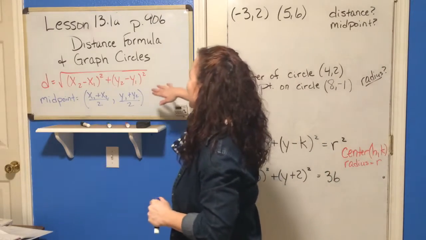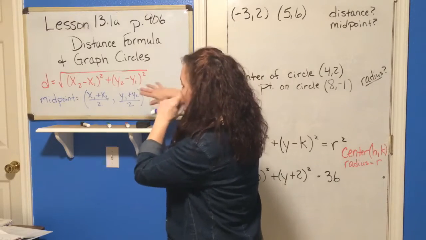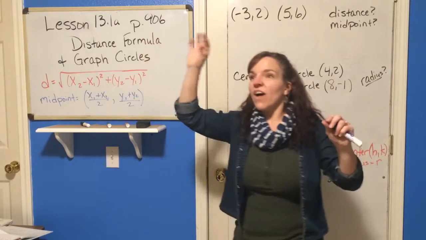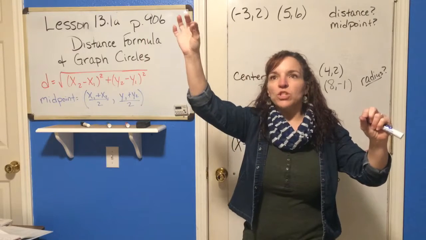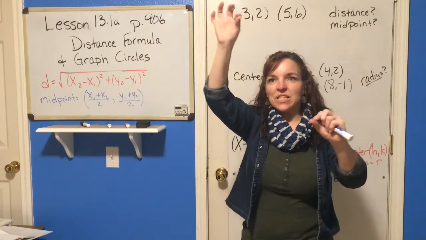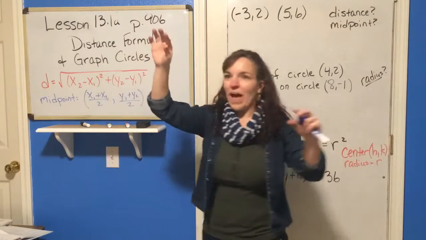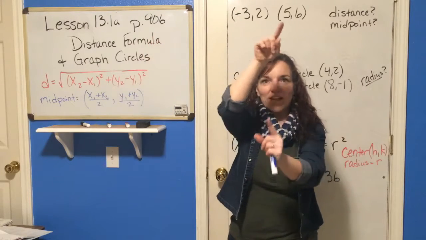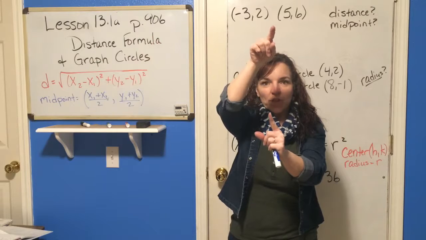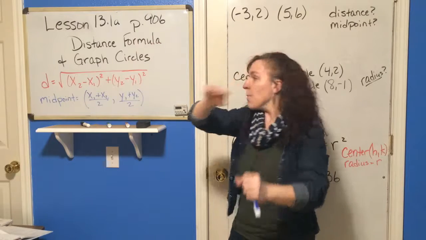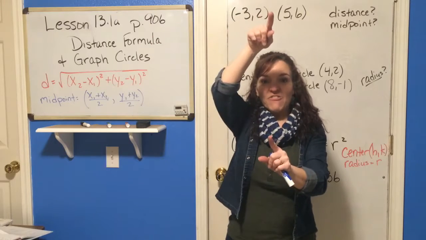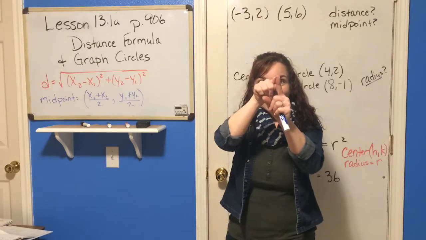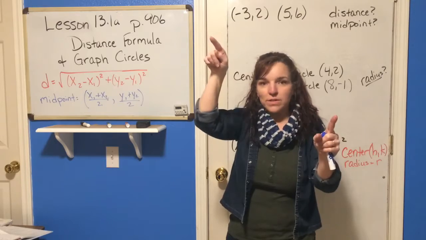And then the midpoint: if I've got this point and this point, what is the middle point between them? Well, we're going to add the two x's together and divide by 2, so that's the average of the x's. And then we take the y plus the y and divide that by 2, and that finds the average of the y's, and that gets us the midpoint between the 2 points.